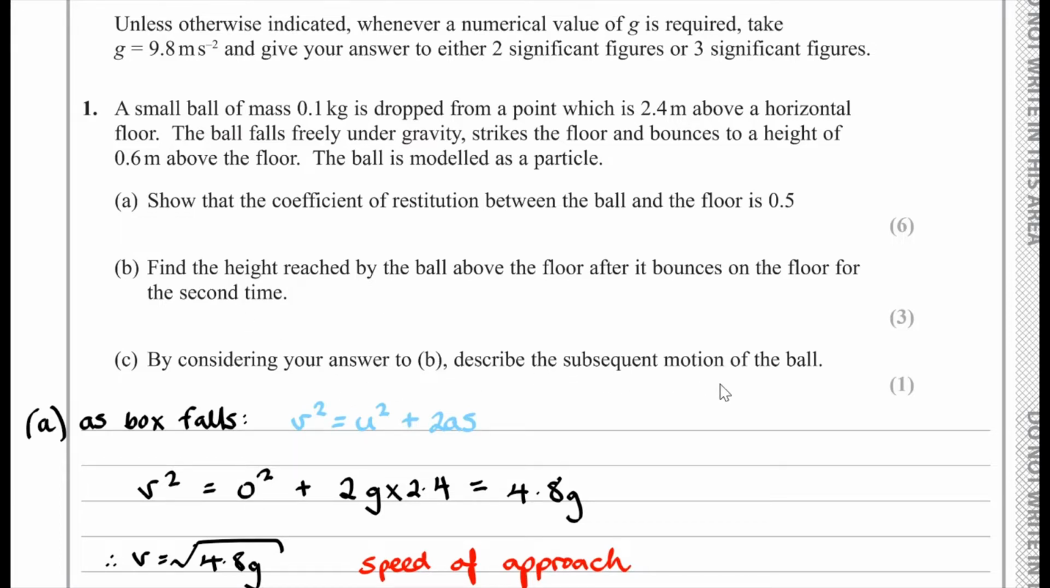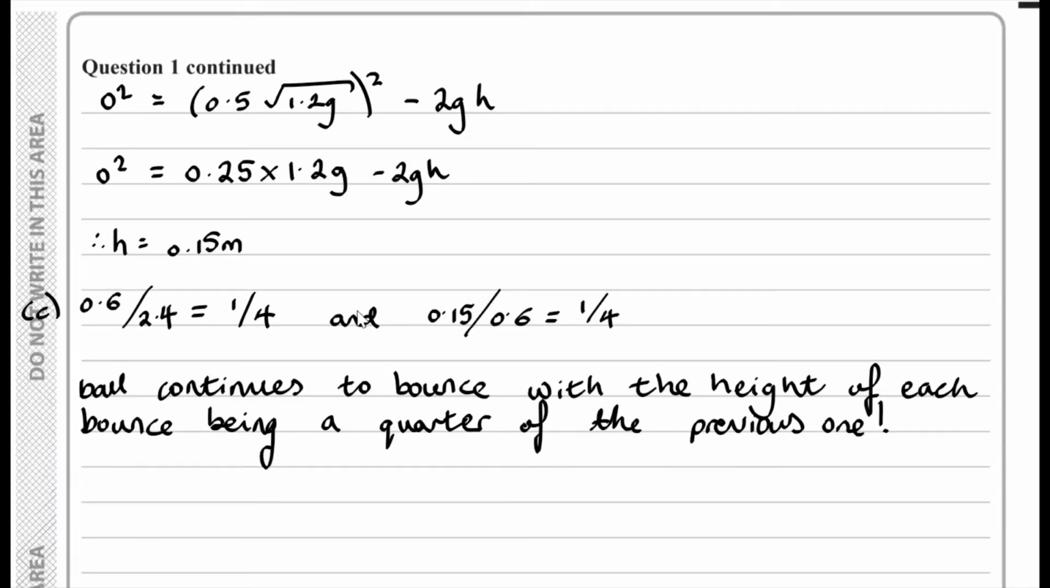And now for part C, we have to consider our answer to part B to describe the subsequent motion of the ball. So if you consider the ratios of the heights, initially we were told we have 2.4, then it goes to 0.6, and then it goes to 0.15. What you'd find, considering the ratios of the bounces, is that we get a quarter. So that tells us that the ball continues to bounce with the height of each bounce being a quarter of the previous one.